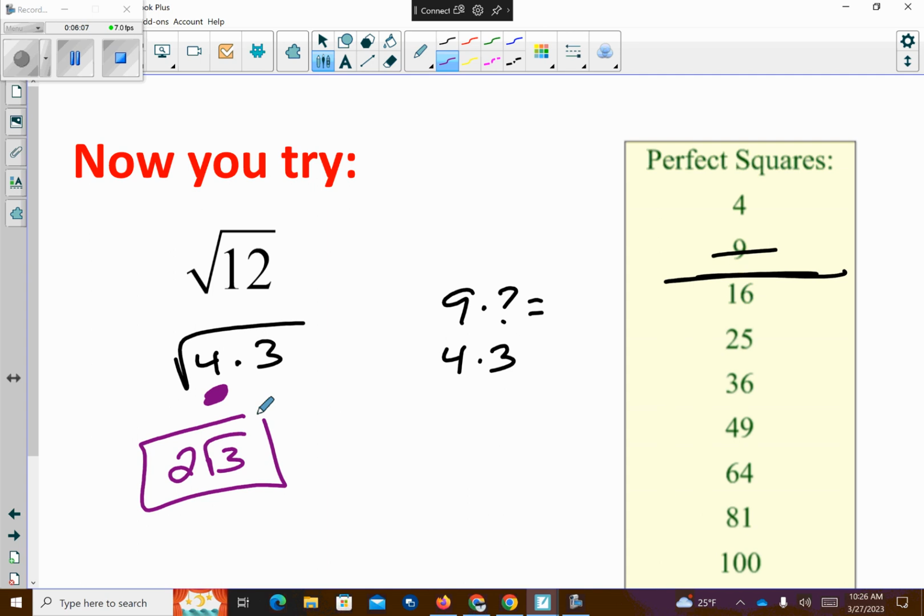The one thing that I have not done is I have not gotten a calculator out and hit the square root of 12 to give me 3 point whatever. You don't do it that way. You want an exact answer. If you did the square root of 12 on a calculator, that gives you a decimal approximation.